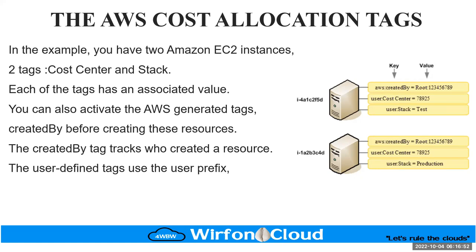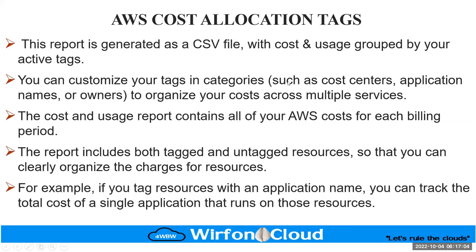And that's why most of the time companies and organizations will tag certain things, to be able to have this report. So the AWS cost report is generated as a CSV file. It's just a recap, and it is grouped by your active tags. You can also customize the tags in different categories, such as cost center, application names, and owners, so that it can help you organize your cost across multiple services.